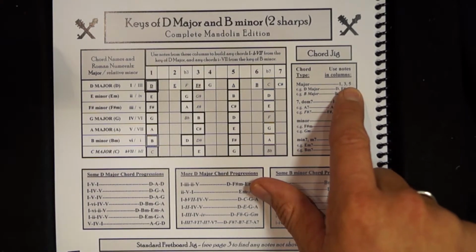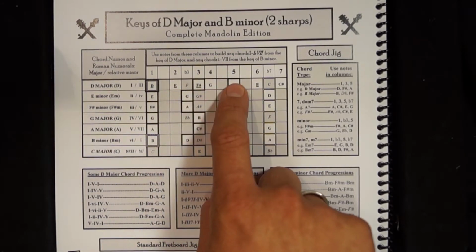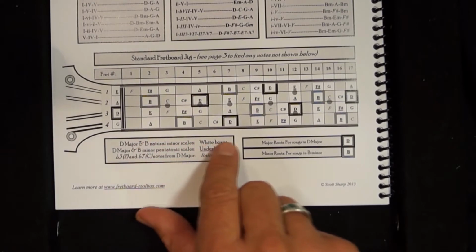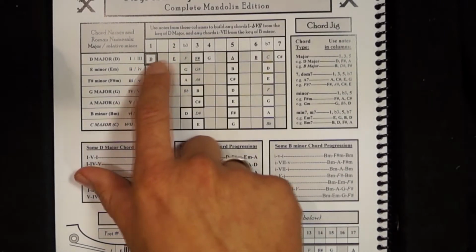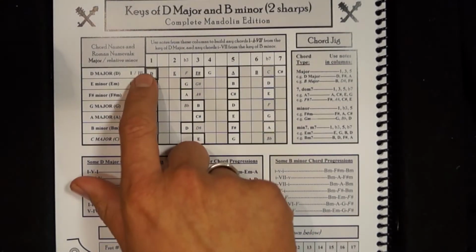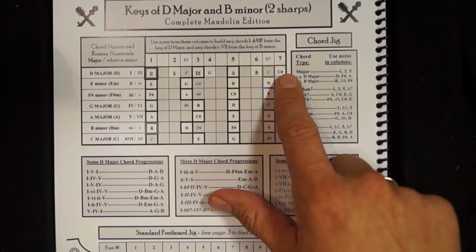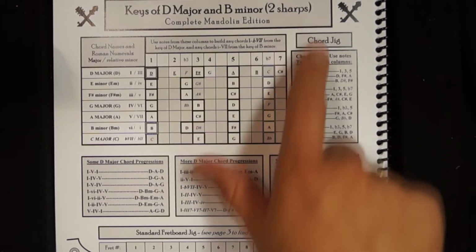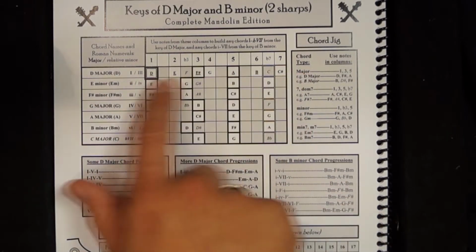So if I started out with the D major chord, and I looked at the notes in white boxes, those are going to be my D major scale notes. So all of the notes in white boxes make up the D major scale. The D major scale is made of the notes D, E, F sharp, G, A, B, and C sharp. So notice there's 2 sharps in there, just F sharp and C sharp. So that's why D major has 2 sharps.